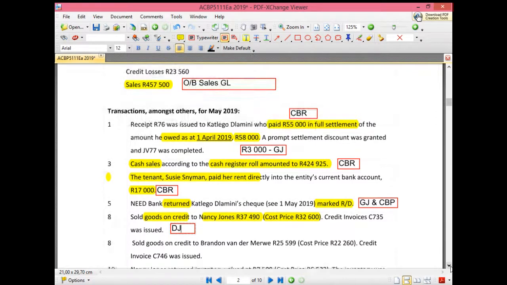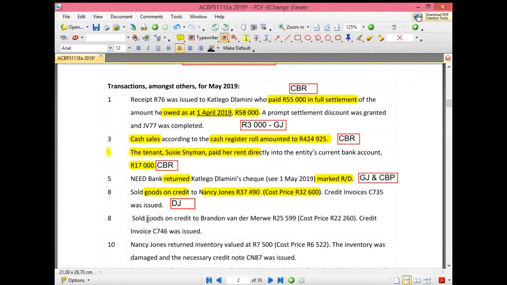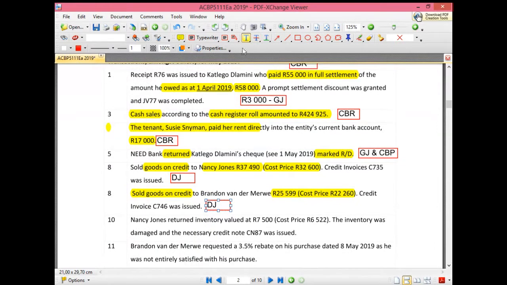Then we sold goods on credit to Brandon for 25,000. Also on credit, 25,000, and the cost was that. So this is also your DJ. Then Nancy returned inventory. Now we said when someone returns inventory, this would go to your DHA. Okay, and they tell you the inventory was damaged and a credit note was issued.